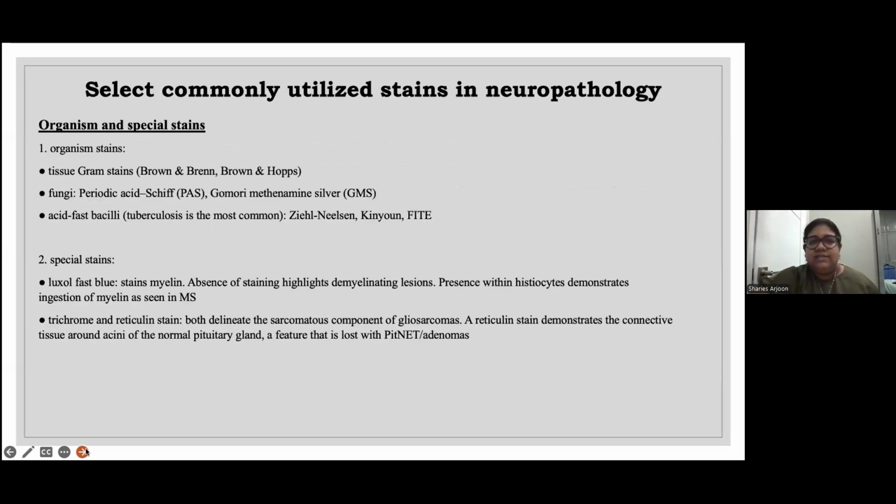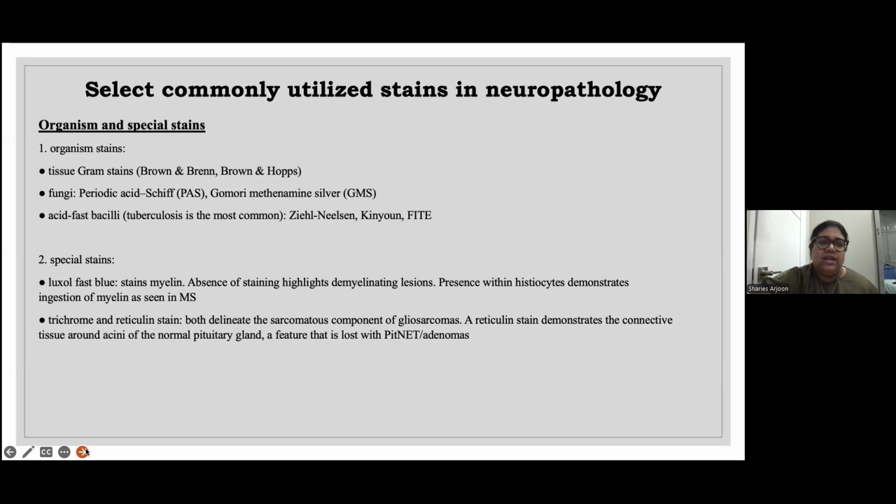These are select commonly utilized stains in neuropathology. There can be organism stains or special stains, and I'll just make mention of a few. The organism stains would include the tissue gram stains, such as the Brown and Brenn or the Brown and Hopps, the fungal stains, periodic acid-Schiff or the Gomori methenamine silver stains, or the acid-fast bacilli stains with Ziehl-Neelsen or Kinyoun or Fite.